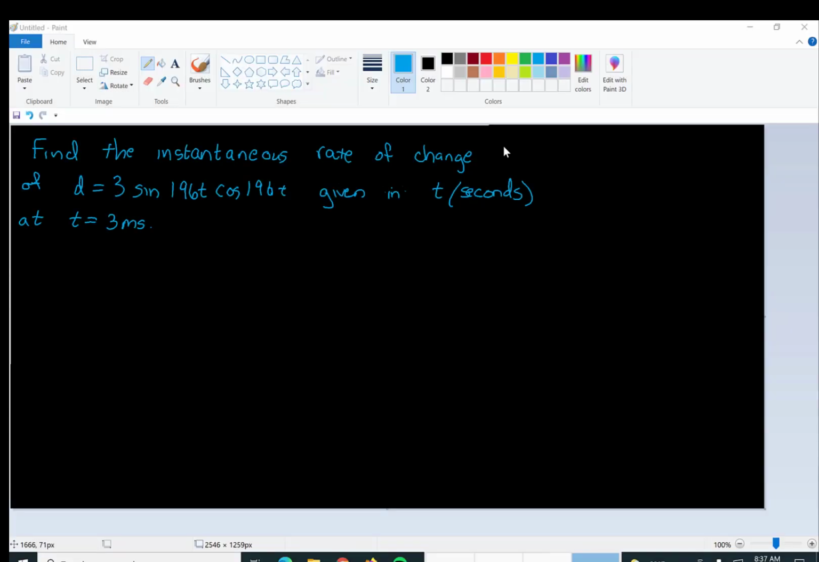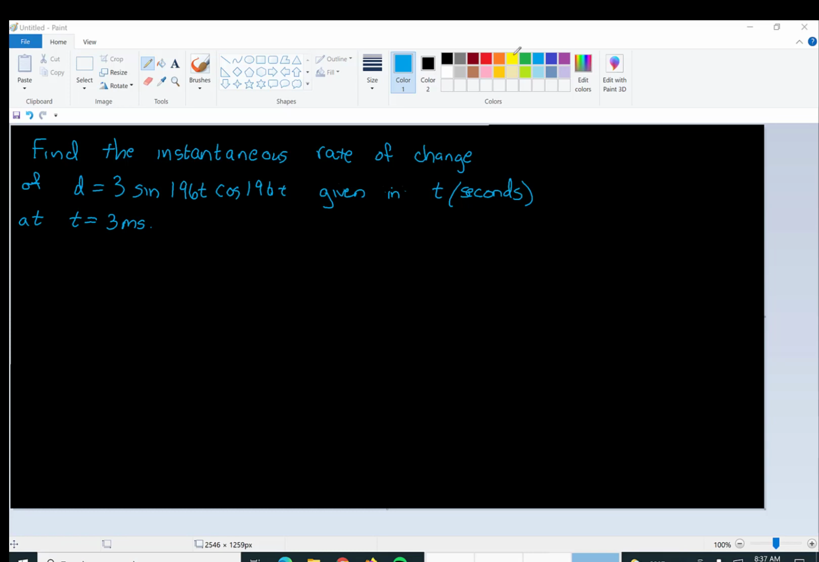Hi everyone, in this video I'd like to talk about the instantaneous rate of change for a function that's going to involve a product rule, and we've got some trig functions in here. So our function is d equals 3 times sine of 196t times cosine of 196t, and they give us that equation in terms of time, which is in seconds, and they want us to find the instantaneous rate of change at time equals 3 microseconds.